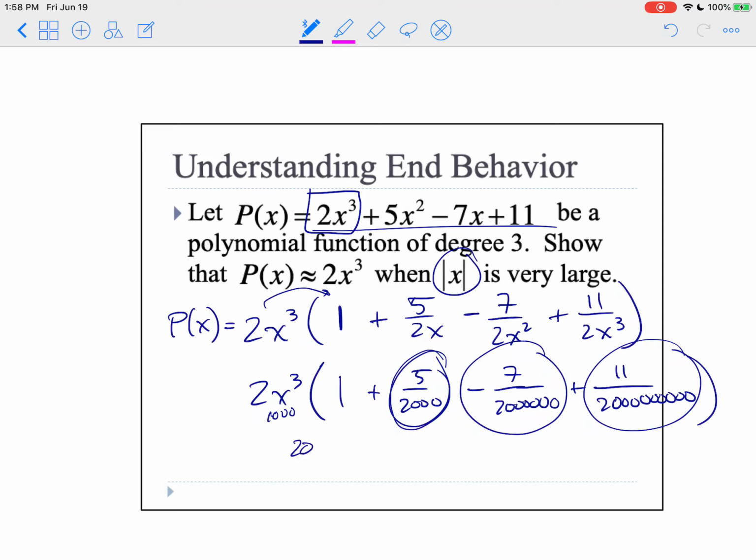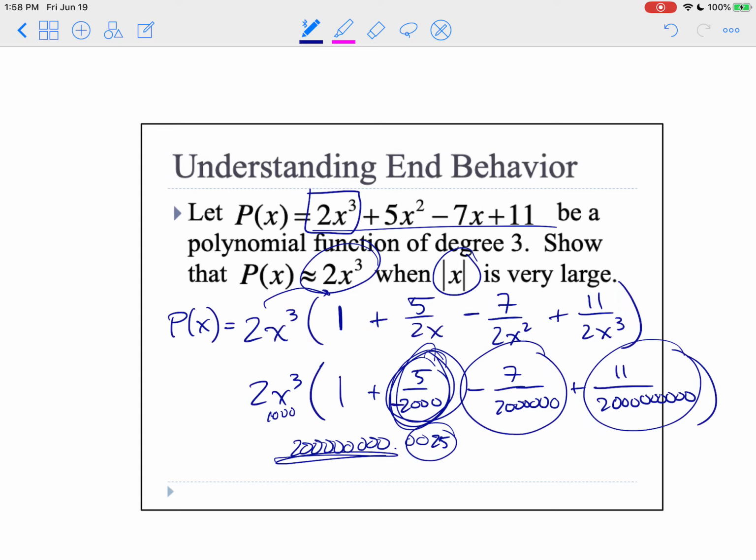So here I have 2 billion, and then I'm adding 5 over 2,000. I'm adding 0.0025 to that. Does this 0.0025 have really any effect on the 2 billion? No, it doesn't. And so the leading term is really what's determining the behavior as x gets very large.